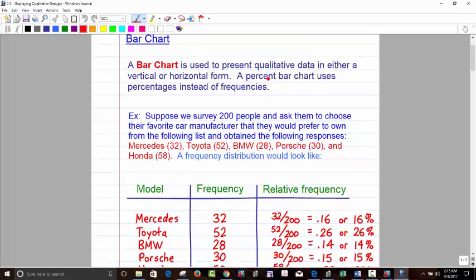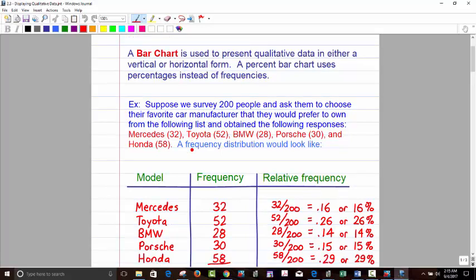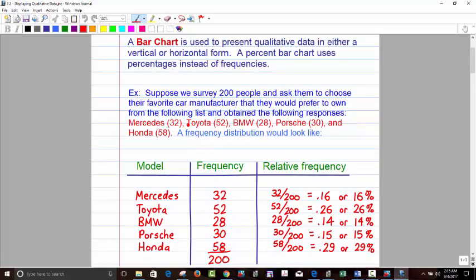Now, percent bar chart just means it's showing the numbers in percents or frequencies, either way. We'll take a look at that here. So suppose that we survey 200 people and we ask them to choose their favorite car manufacturer, amongst the following 5 choices. I did this to not allow for 50 choices or anything like that. So we'll just pretend those were the only 5 choices. And I just made these 5 numbers up, but obviously it has to add up to 200 since I stated there was 200 up here.